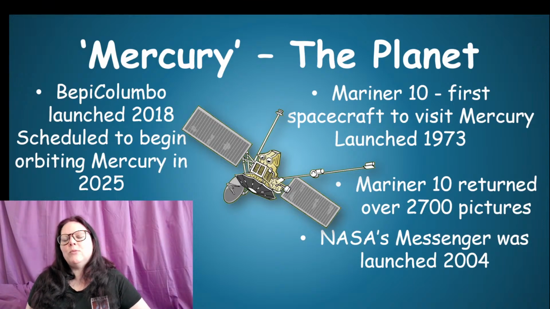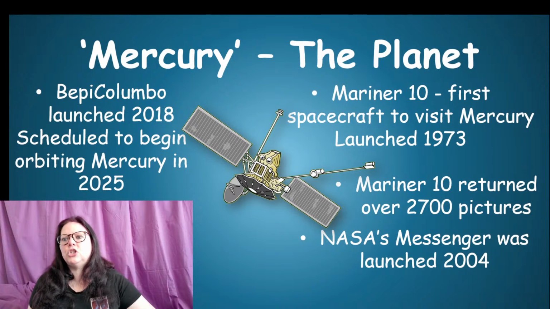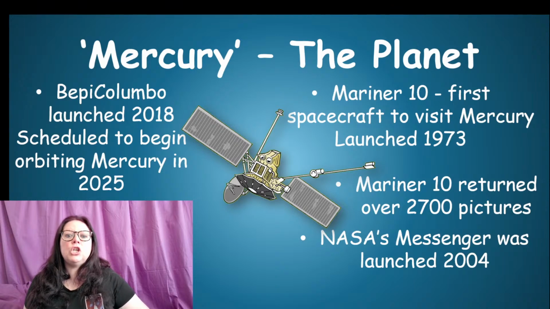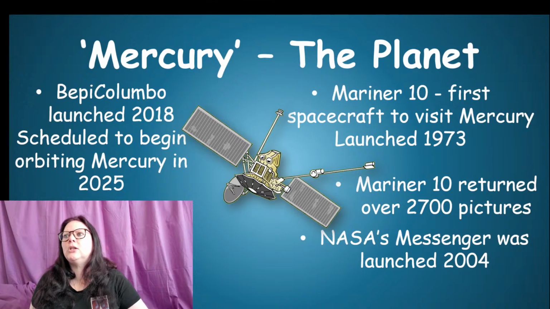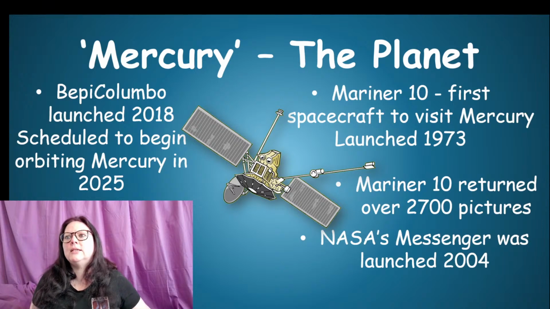NASA's Mariner 10 was the very first spacecraft to visit Mercury, which was launched in 1973. It was the first craft to be sent to Mercury. It was the first craft to explore 2 planets in a single mission, Mercury and Venus. It was the first to use gravity assistance to change its flight path. It was the first to return to its primary destination for another look. So it was a very important mission. It returned over 2,700 pictures during its 3 Mercury flybys, and it covered nearly half of the planet's surface.